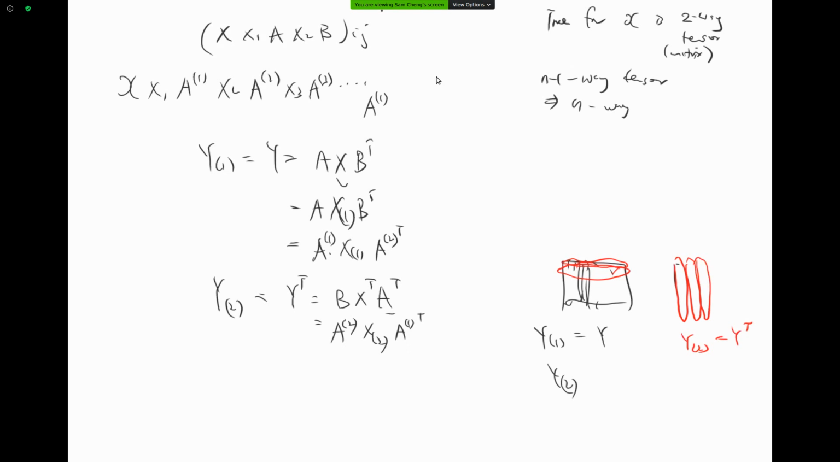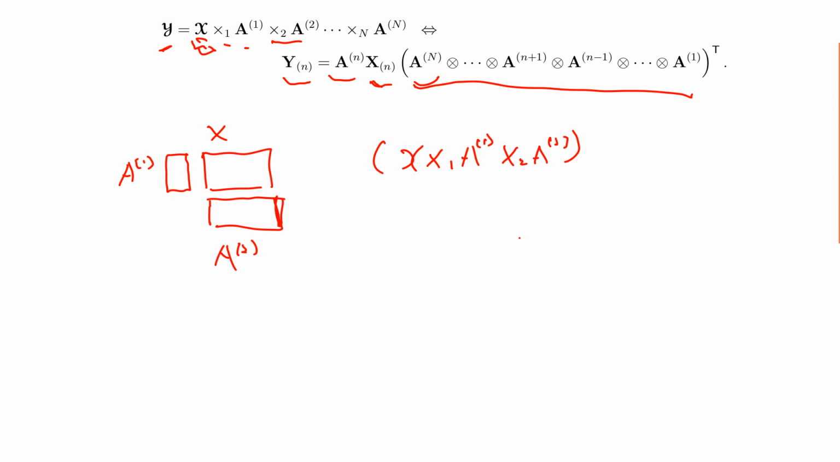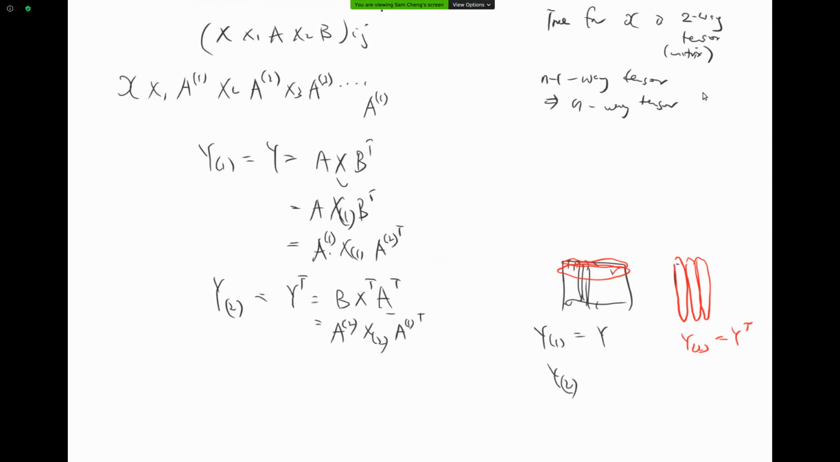So then, by induction, we show that this identity holds for all n. To show that, think of what we have for, let's say, an n minus one way tensor.